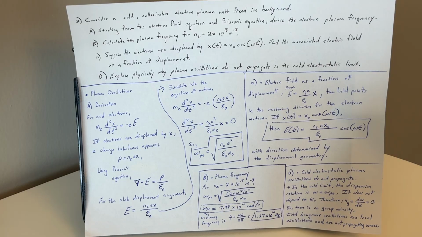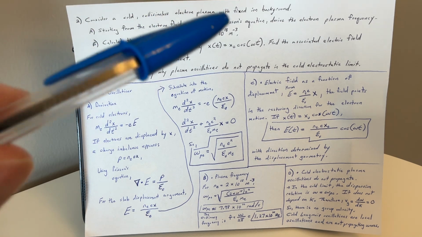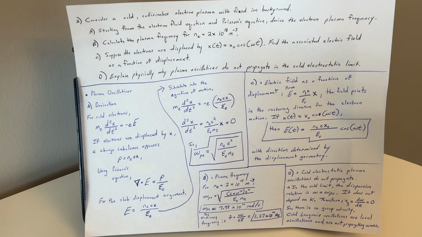Okay, number 2. Consider a cold, collisionless electron plasma with fixed ion background. So that's our situation. Part A, starting from the electron fluid equation and Poisson's equation, derive the electron plasma frequency. Okie dokie. This is a plasma oscillations type problem. Our derivation is more textbook based.